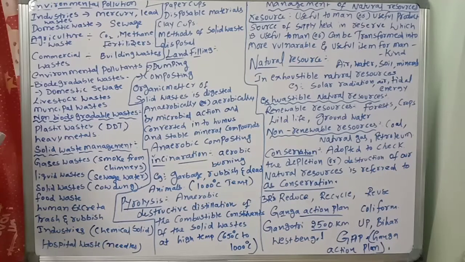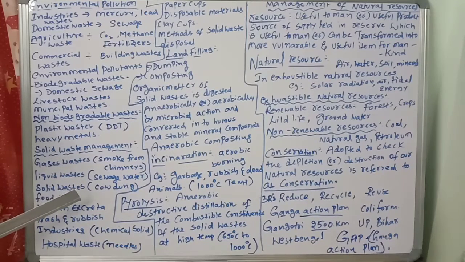Next, solid wastes. In our daily life we generate a lot of materials. Useless or discarded material is termed as waste. The waste materials can be gaseous, liquid, and solid. Gases are smoke from chimneys and automobile exhausts. Liquids are sewage water and effluent from industries.